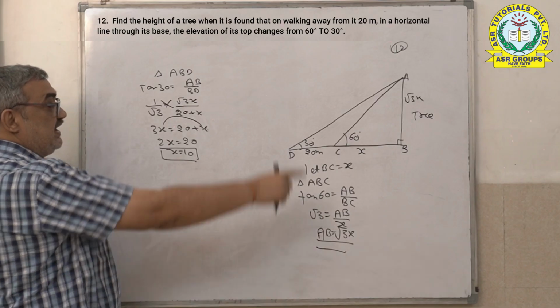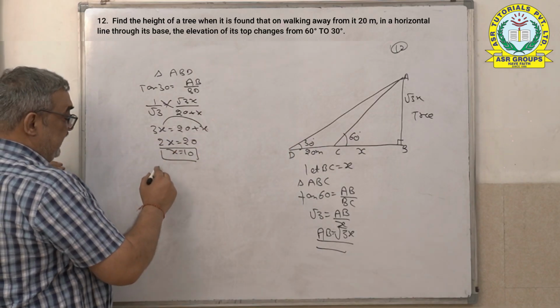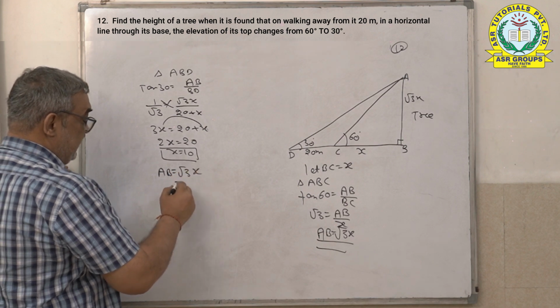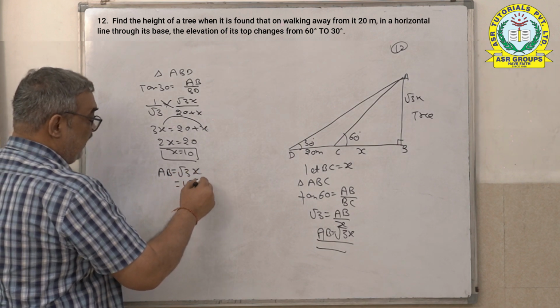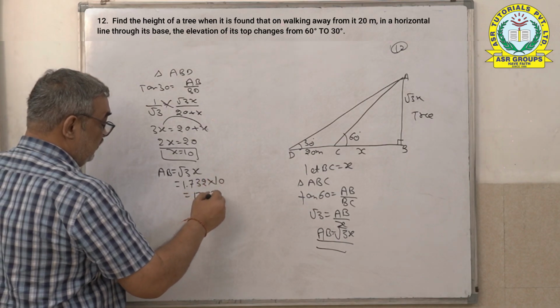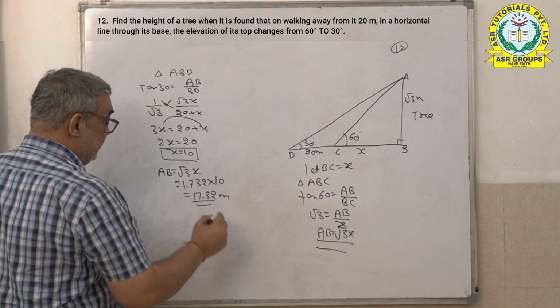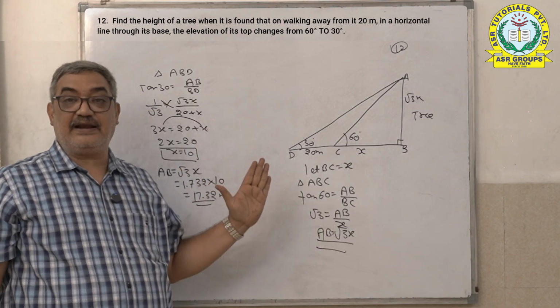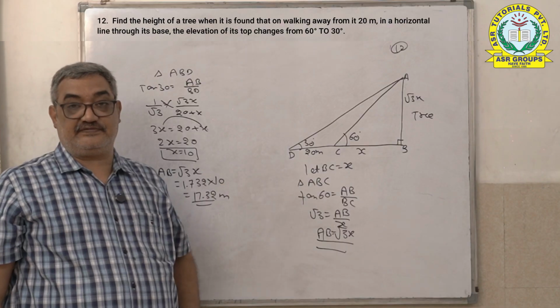I want to find the height of the tree. So AB is root 3x, 1.732 into 10. The height of the tree is 17.32 meters. Clear? Thanks.